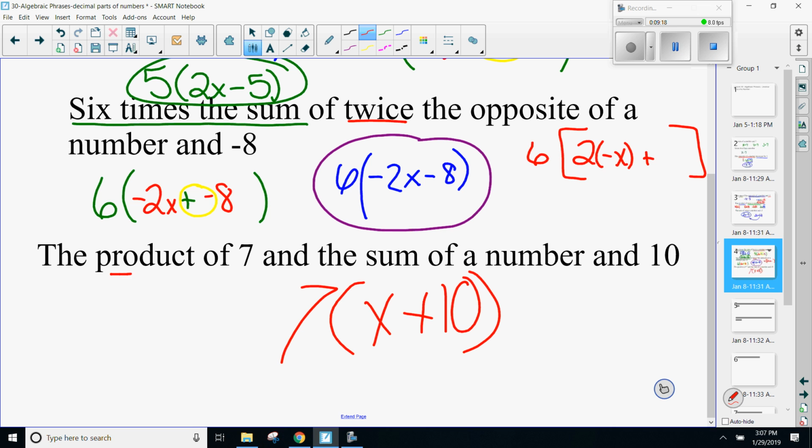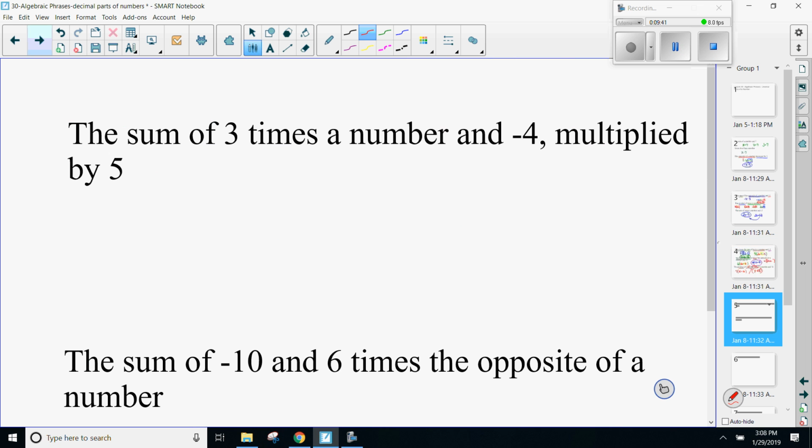Yes. I do. Product means multiply. Multiply what? 7 and the sum. So you're multiplying 7 times the sum of a number and 10. Yep. You know, you could use x, you could use n. All right. 2 more.